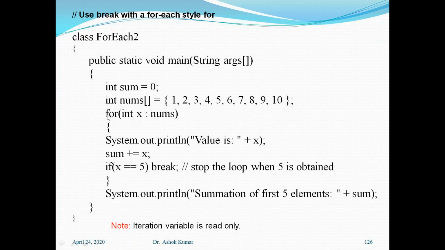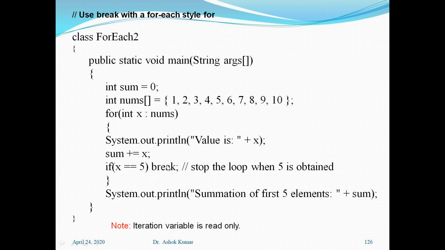Then in this for each loop, again we have used the iteration variable x. So x will take one value at a time from this array, and for each element the body of the loop will be repeated. But this time we have added one more statement, that is the if statement, if x is equal to 5. The rest of the code is the same. It will print the value of x, then x will be added to the sum. What is the purpose of this? That is what we are going to discuss.